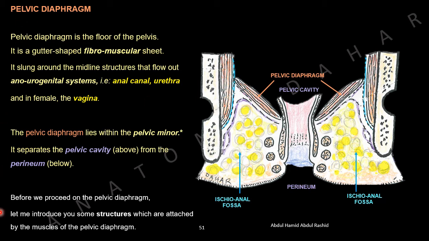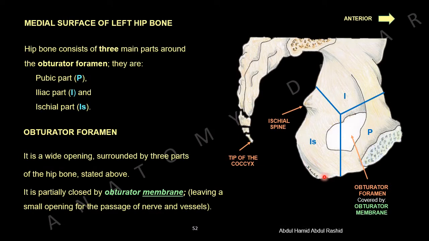Before we proceed on the pelvic diaphragm, let me introduce some structures which are attached by the muscles of the pelvic diaphragm. This is the medial surface of the left hip bone. This is anterior. This is the sacral bone. This is the coccygeal bone. The hip bone has a big foramen called the obturator foramen. The hip bone is made up of three parts: the pubic part, P, the iliac part, I, above, and the ischial part behind, around the obturator foramen. The obturator foramen is partially covered by the obturator membrane, leaving a small opening for the passage of nerve and vessels. This is the body of the pubis. This is the ischial spine.